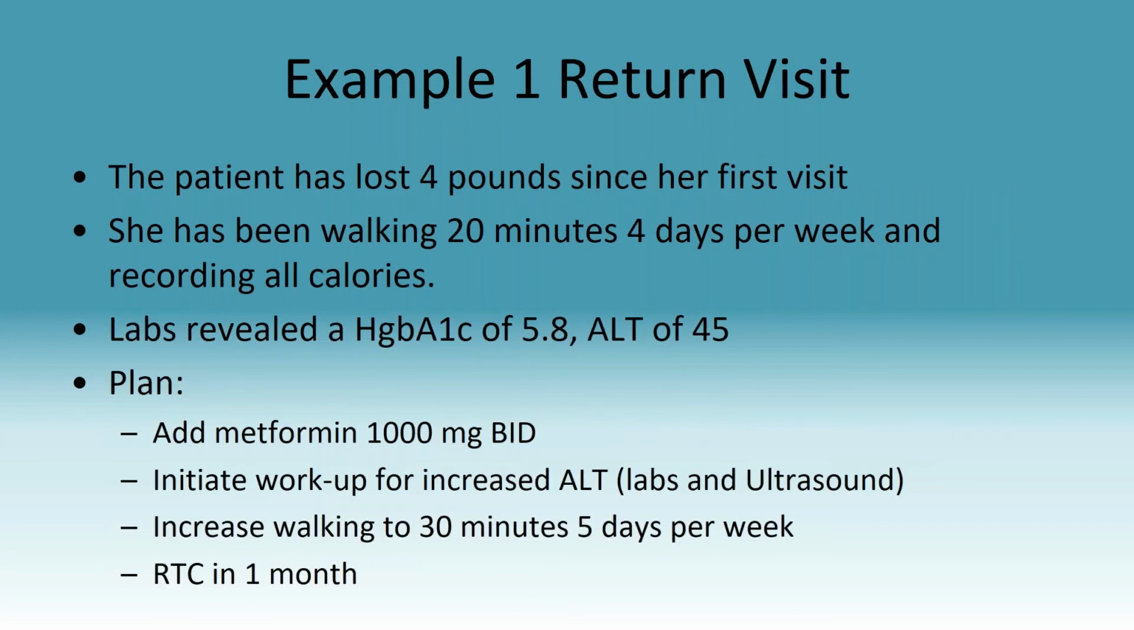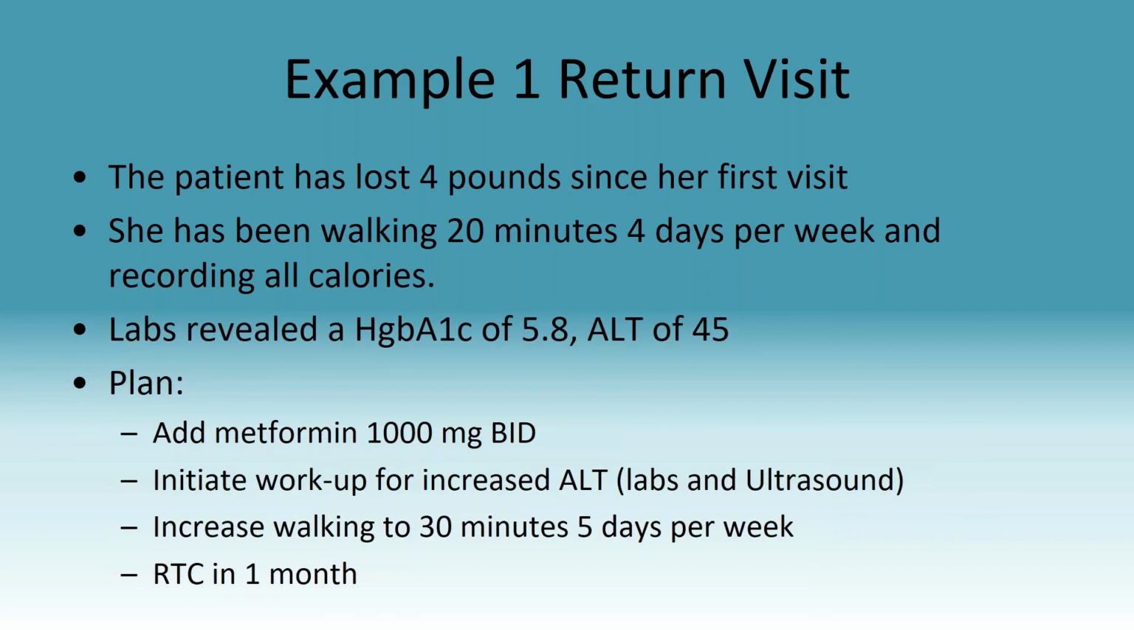So the patient lost 4 pounds since her first visit. She has been walking the 20 minutes, 4 days per week, and has been recording all calories. Her labs did reveal a hemoglobin A1C of 5.8 and an ALT of 45. So at that point, metformin was added, 1,000 milligrams BID. And in general, I start this at 500 milligrams once a day and increase by 500 milligrams once a week, until we get to our goal of 1,000 milligrams twice a day. And this is to help mitigate some of the diarrhea and other GI side effects of metformin.